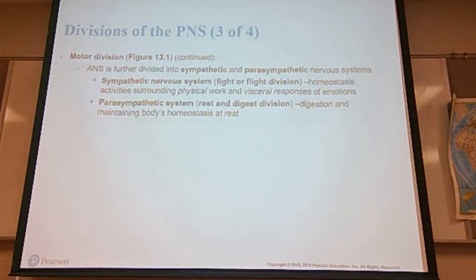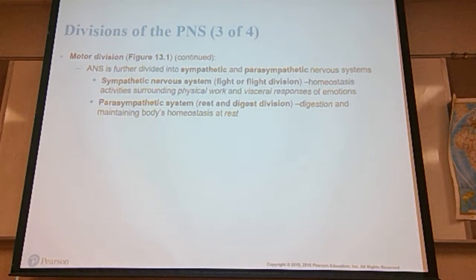The motor division of the autonomic nervous system is further divided into the sympathetic and parasympathetic divisions. The sympathetic division is responsible for homeostasis activities surrounding physical work and visceral responses such as emotions. The parasympathetic division is responsible for digestion and maintaining the body's homeostasis at rest.